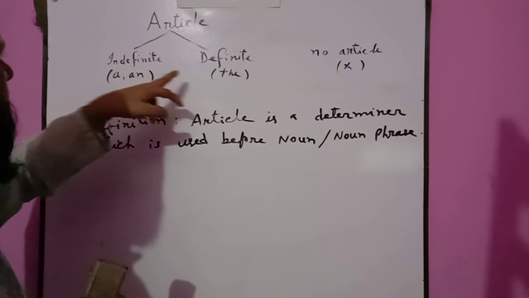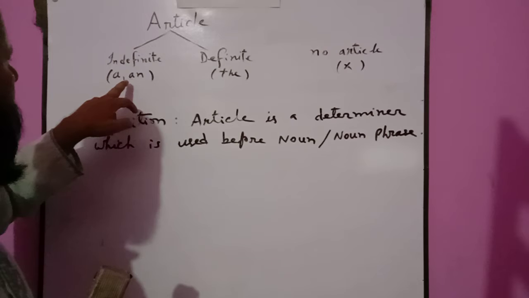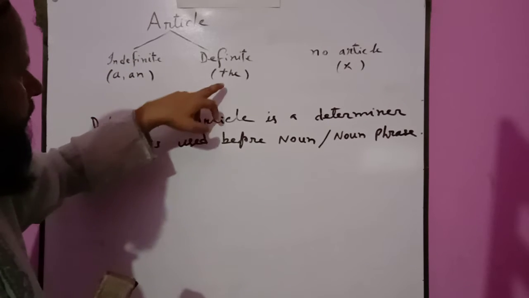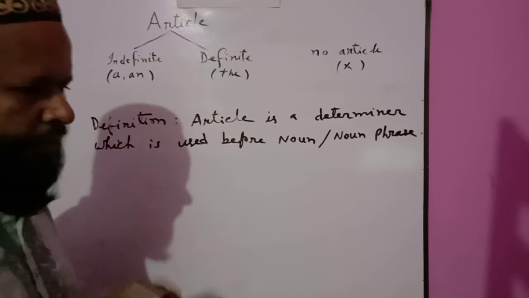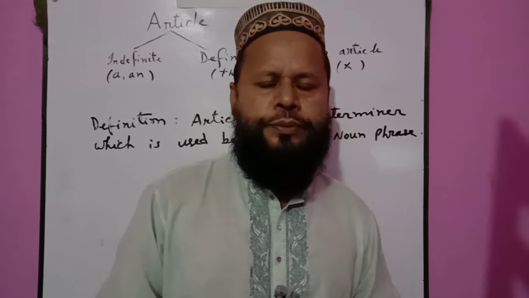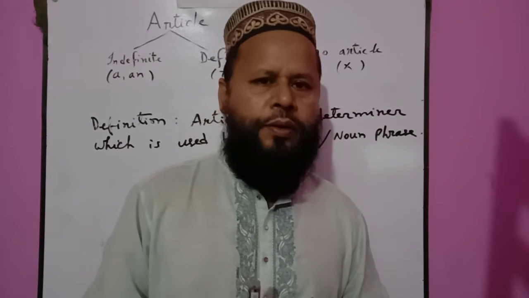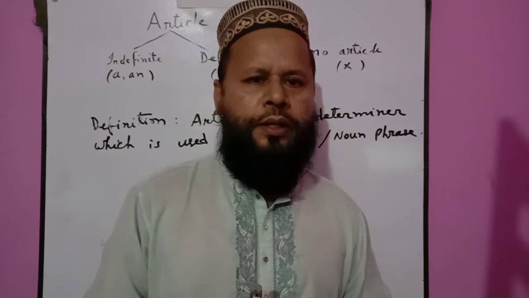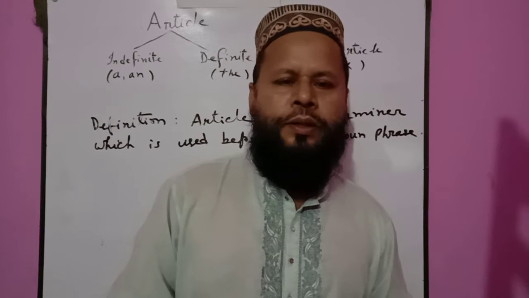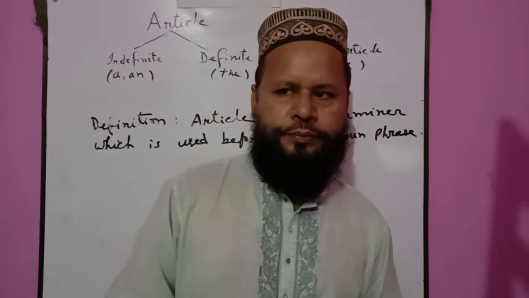Article is of two kinds: indefinite article and definite article. A and an are indefinite article. The is definite article. In the examination, you have to use a or an or the or cross in the gaps. Cross is used for no article.